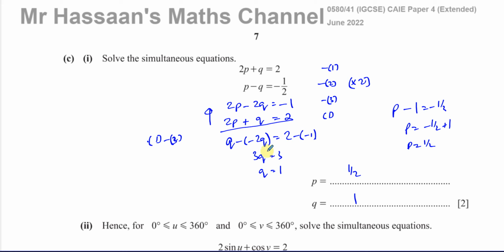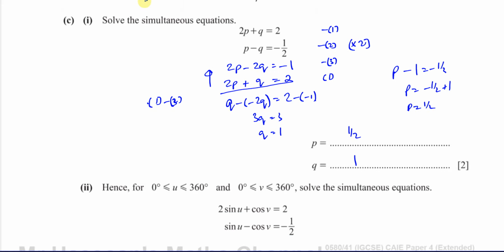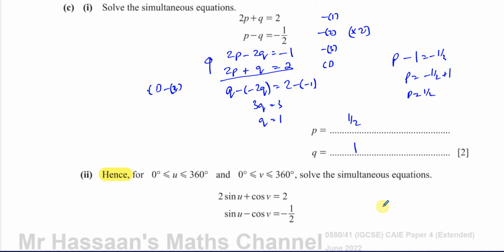Now for part 2, it says hence. A very important word, hence. It means using your answers from the previous part of the question. Solve for u between 0 and 360 degrees and for v between 0 and 360 degrees. Solve the simultaneous equations as given. Now, what we notice here is that whenever it says hence, always look for connections between what you have and what you were given in the previous part of the question.